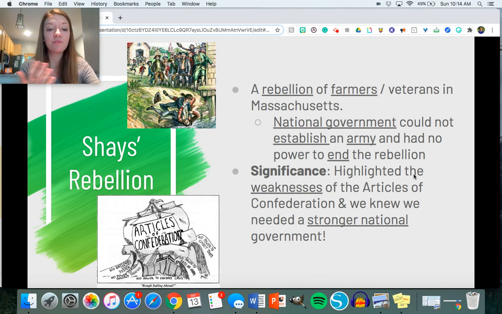And really, what this event did was it highlighted the weaknesses of the Articles of Confederation that we went through on the last slide. And what we knew now was, well, we need a stronger national government because there are going to be issues between states. There are going to be rebellions. We need a strong national government to be able to make sure that we have unity among the 13 states and peace, and we're actually a functioning government.